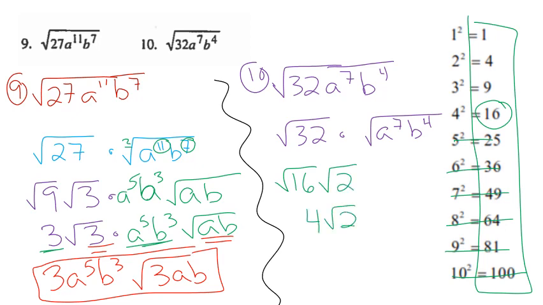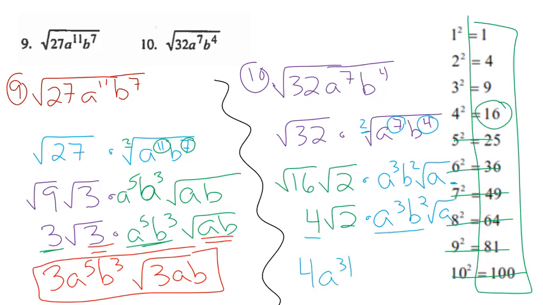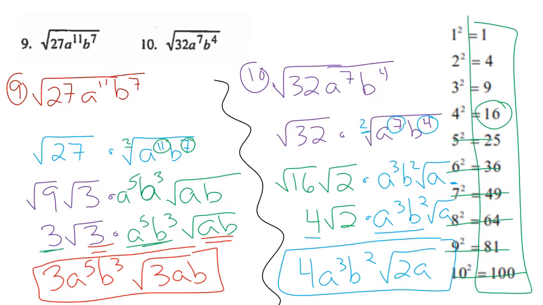And then for our variables, same thing. I'm going to divide the exponents. So 2 goes into 7 3 times with a remainder of 1. And 2 goes into 4 2 times with a remainder of nothing. And so we have a cubed b squared, root a, and then we put it together. And so our final answer is 4a cubed b squared, root 2a.